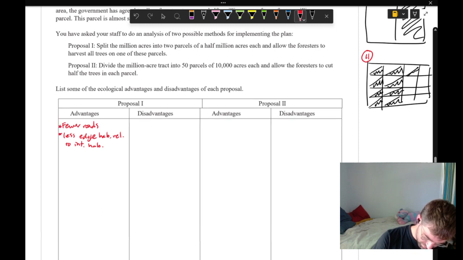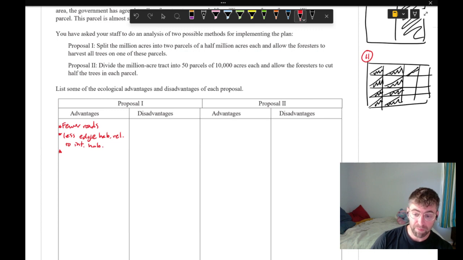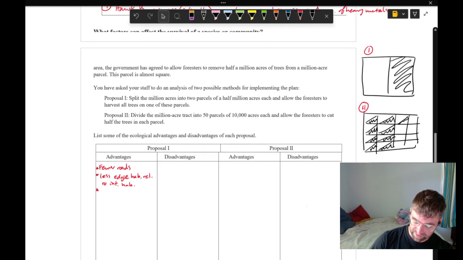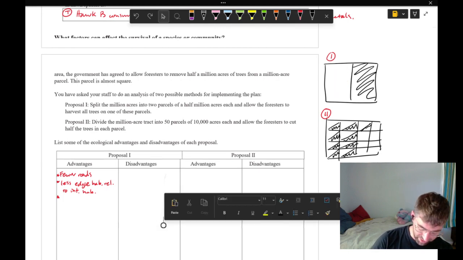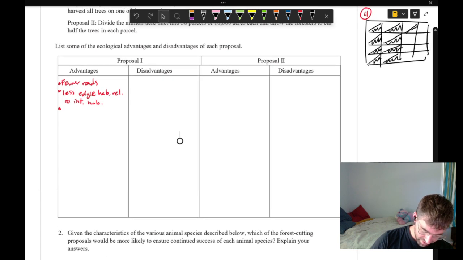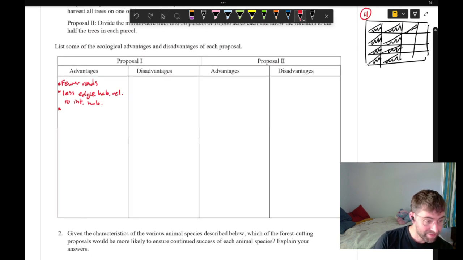Let's do stars. Interior species may be favored more in this case. So those that are living in the deep part of this forest are probably going to be fine because they will be unmolested by the deforestation happening next to them.